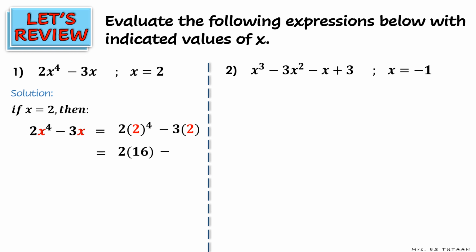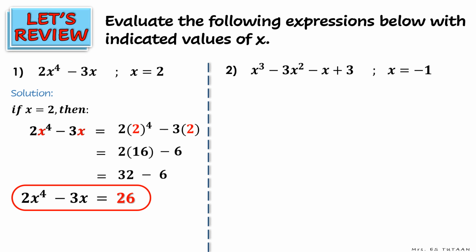So 2 times 16 minus 3 times 2. That will give us 6. And then we will simplify 2 times 16. That will give us 32 minus 6. And that is equal to 26. So, ibig sabihin, the simplified form of 2x raised to the 4th power minus 3x is equal to 26. Number 2, we have x cubed minus 3x squared minus x plus 3.